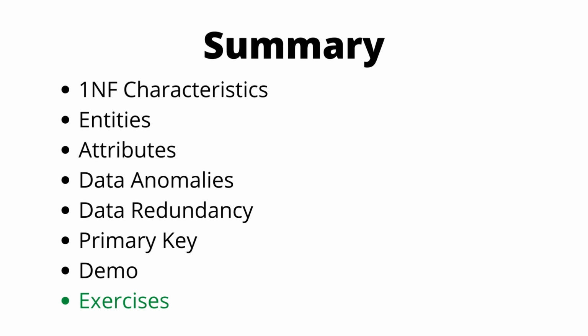So in summary, what we saw in this lesson was the characteristics of the primary key, entities, attributes, then anomalies, redundancy, the primary key. We also had some demos, and you can complete the exercises as you want. Again, how to do it is right here down below.